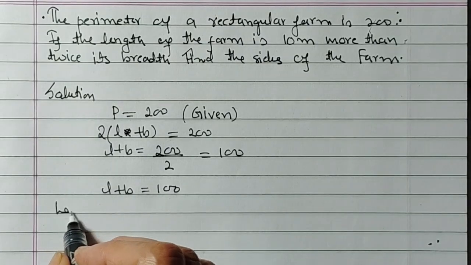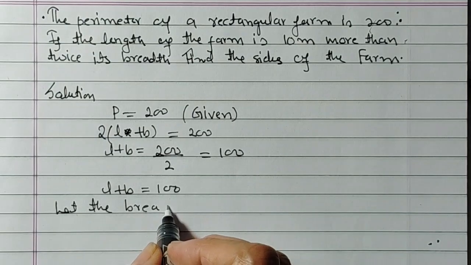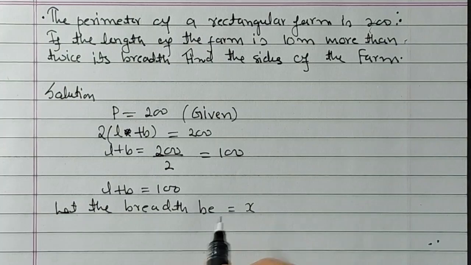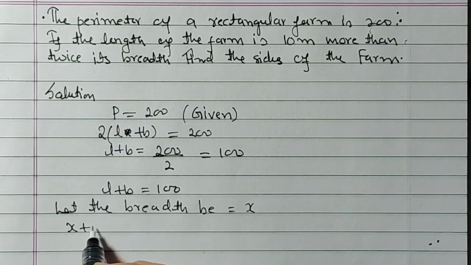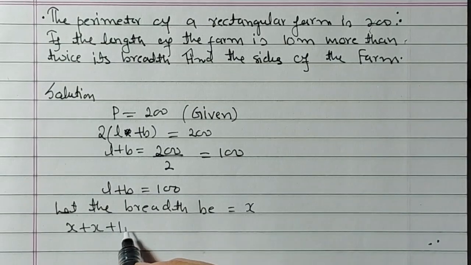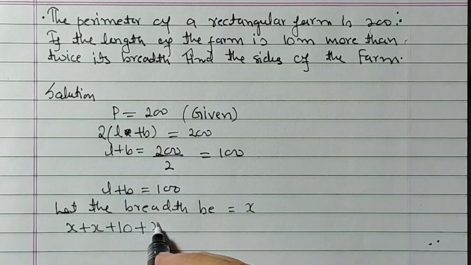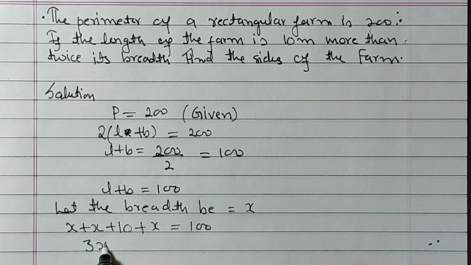Let the breadth be equal to x. So length will be 2x plus 10, and we'll place the value of B here, which is x. It is equal to 100. So 3x plus 10 is equal to 100.